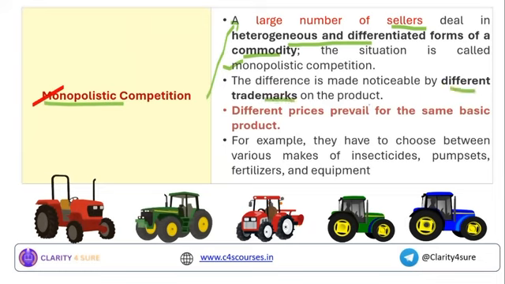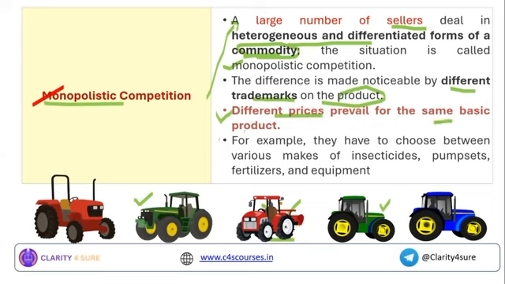As I said, the product is only one, the commodity is only one, but they just make a small difference by changing the trademarks. So you can see here the paint or the steering is different, or only small changes are made, but the basic purpose or the basic work that the particular commodity is doing is the same. Because of the small changes, they charge different prices for the same basic product.